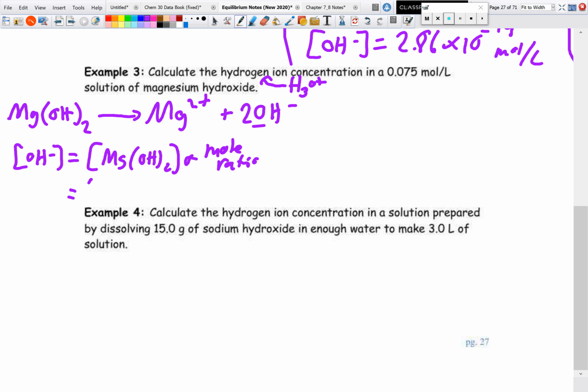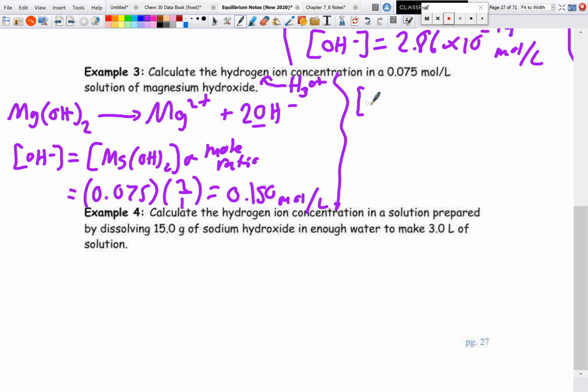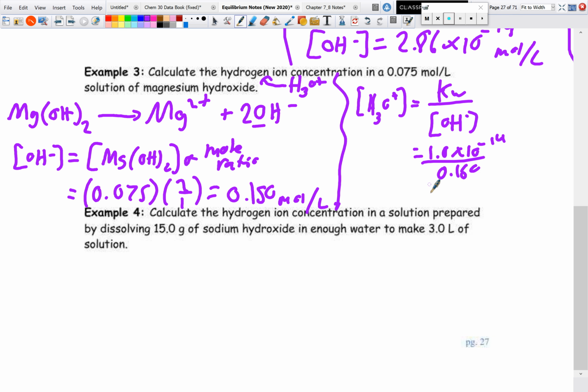So we have 0.075 times 2 over 1. And we get the concentration of hydroxide in this case right here being 0.150 moles per liter. And from there, once you get that, we do what we did up above. So we use our equation. Concentration of hydronium is equal to Kw over concentration of hydroxide, and we get 1.0 times 10 to the negative 14 all over our 0.150.